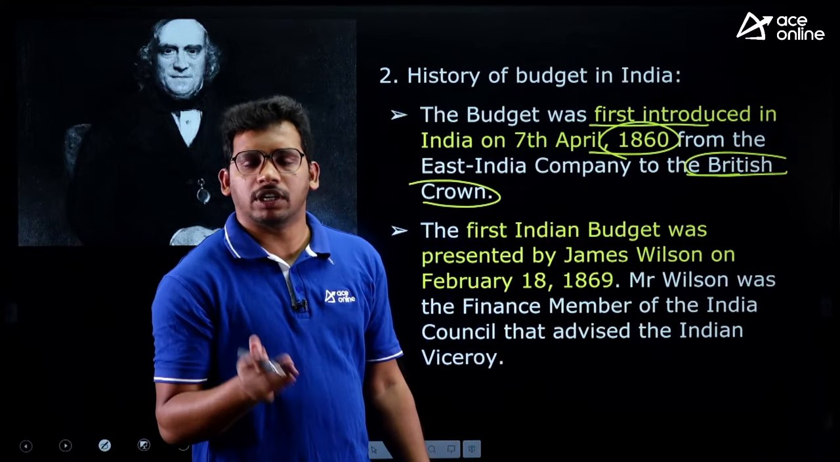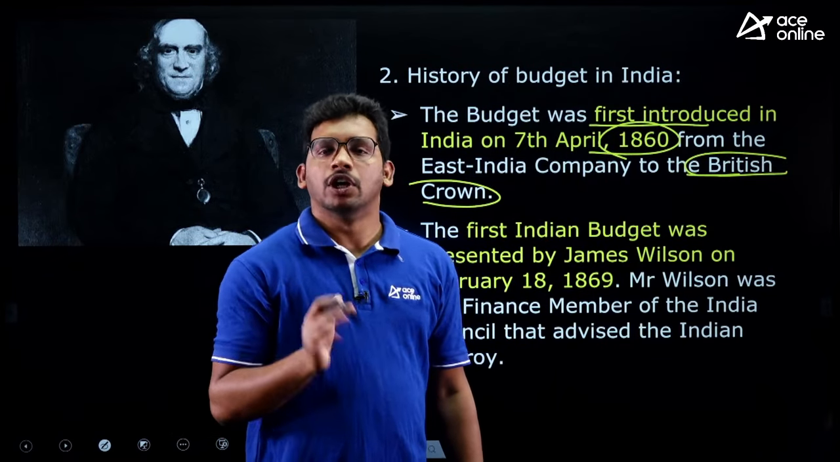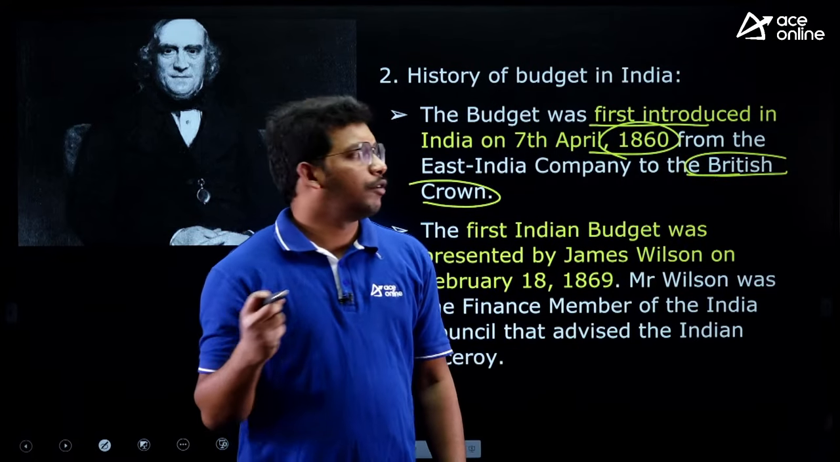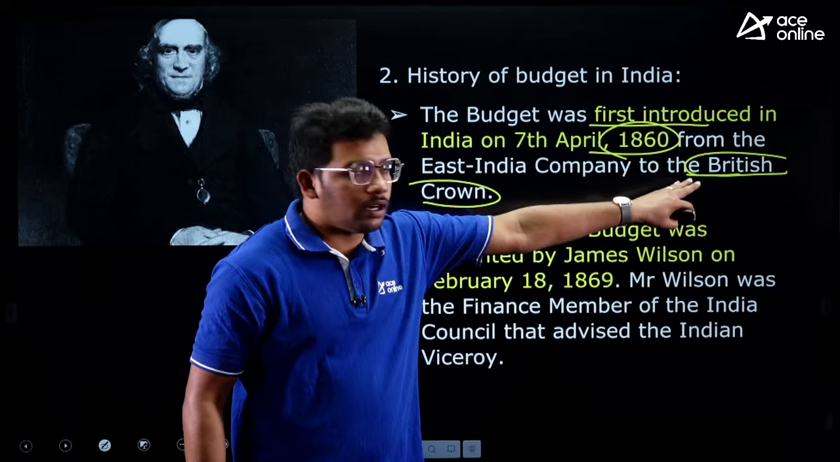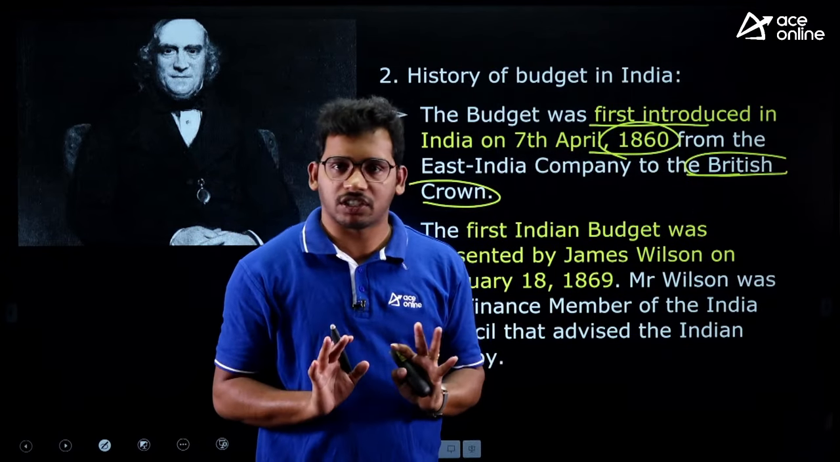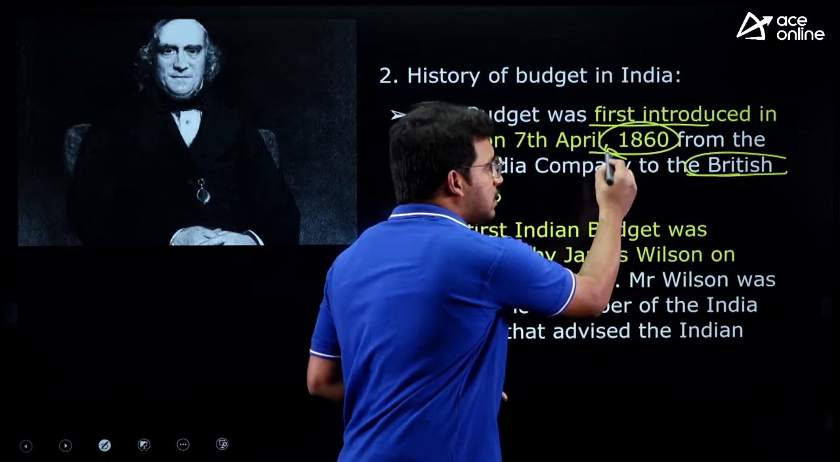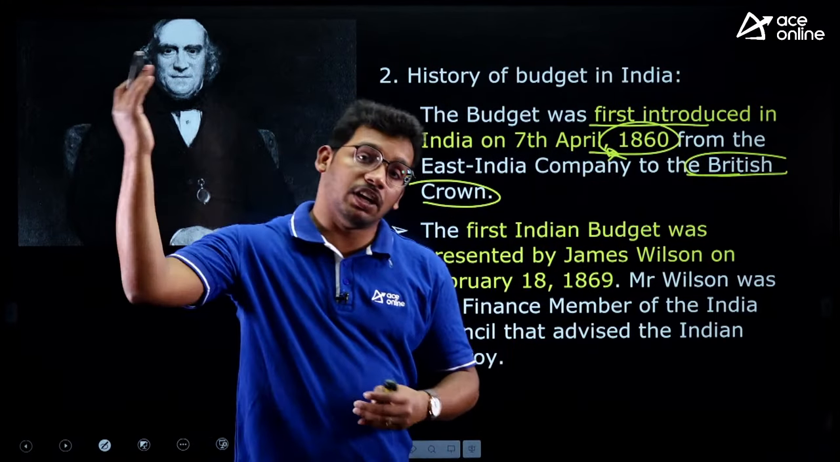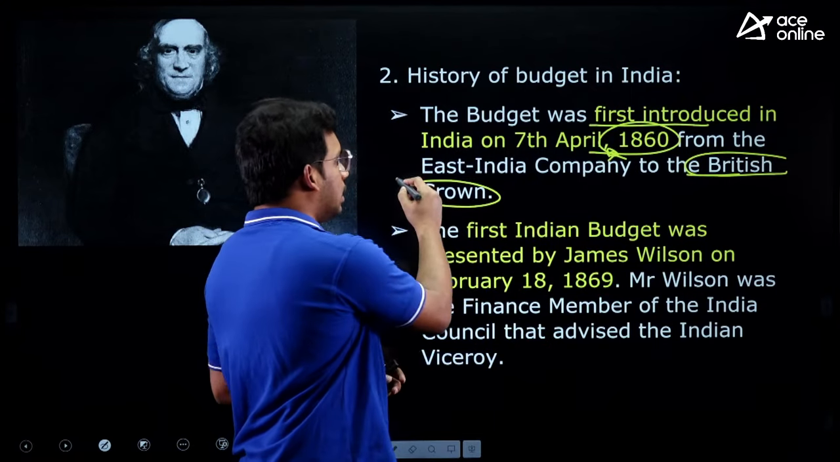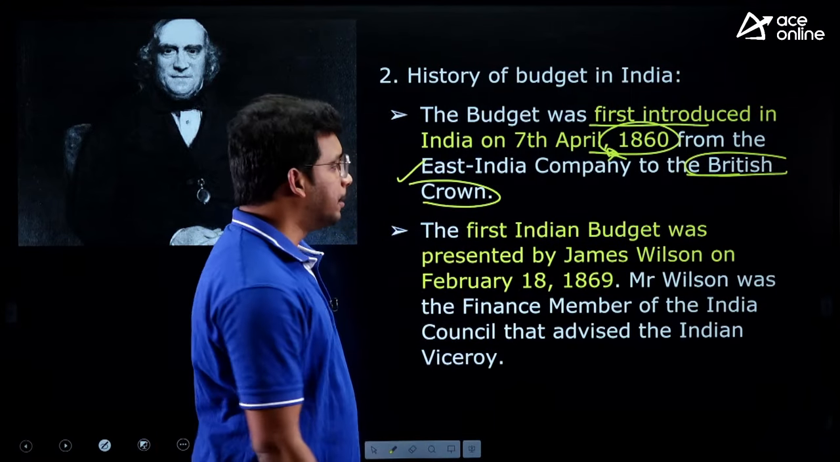1857, you might be aware about it. There was a revolt in 1857. After that, the British Crown took over from the East India Company, right? So the whole of India was kept directly under the British Crown. So in 1860, they prepared the budget in England and then put it forward to the Indians. So that was the first time that budget came into the picture.